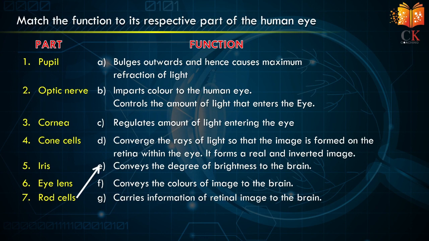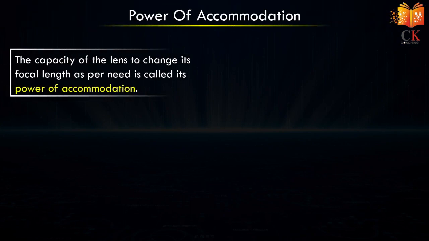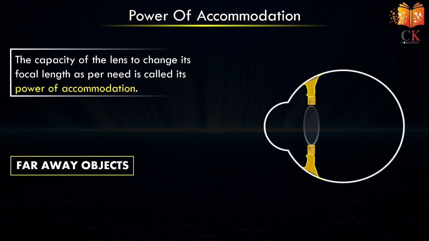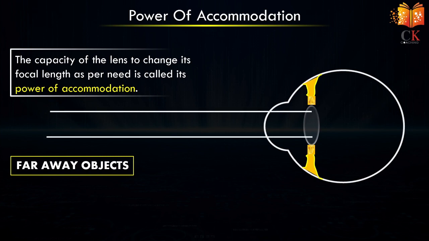After that, let's see and understand what is this power of accommodation. So basically it is the capacity of a lens to change its focal length as per the need. Like if you are observing a far off object, let's see how the eye lens gets adjusted. These are the 2 parallel rays of light coming from infinity, let's say, and when we are looking at a far off object, this is how the ciliary muscles will adjust itself, so that the lens can become thin.